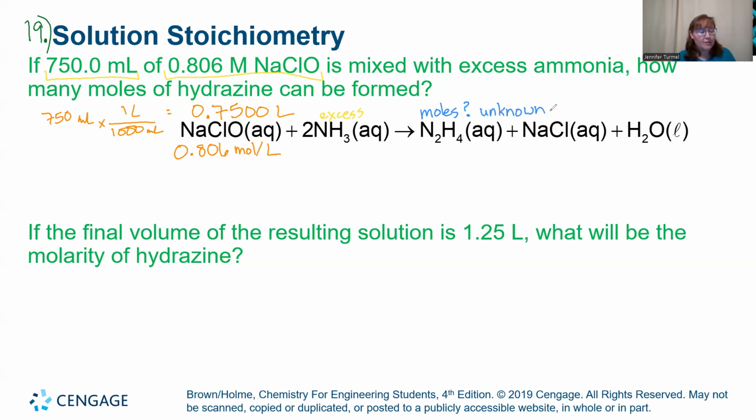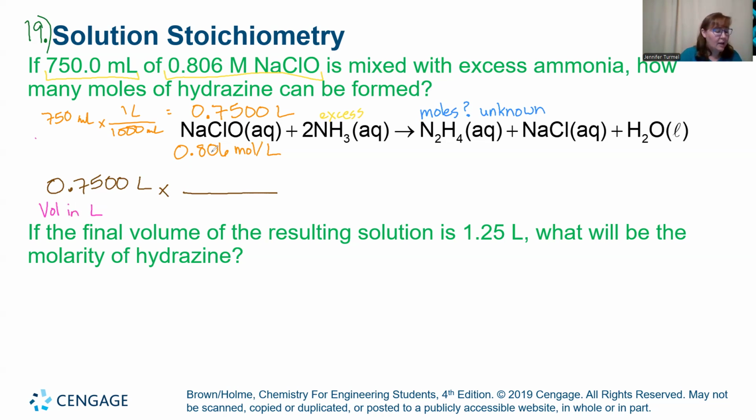When we're working through these stoichiometries, the trick is knowing where to stop. Here we have 0.7500 liters of our sodium hypochlorite. So that's what we're going to start with. We're going to start with our volume in liters. And I'll go ahead through at the end and write this out. Actually, I'm going to go ahead and do it now. So we start with our volume in liters.